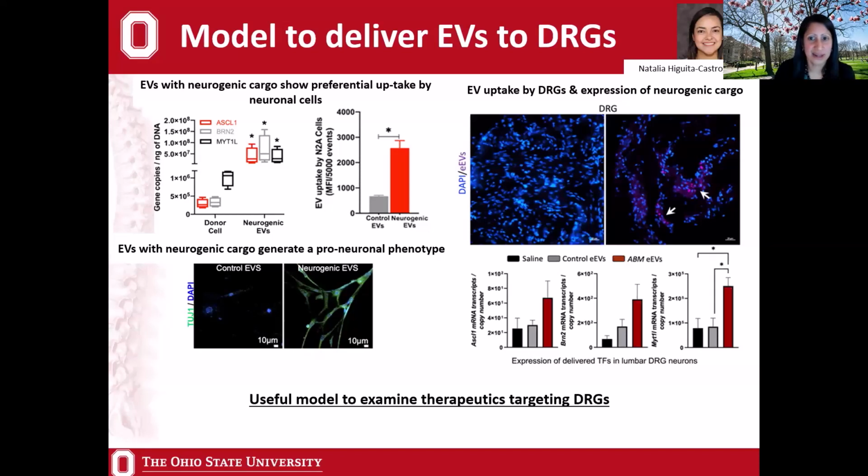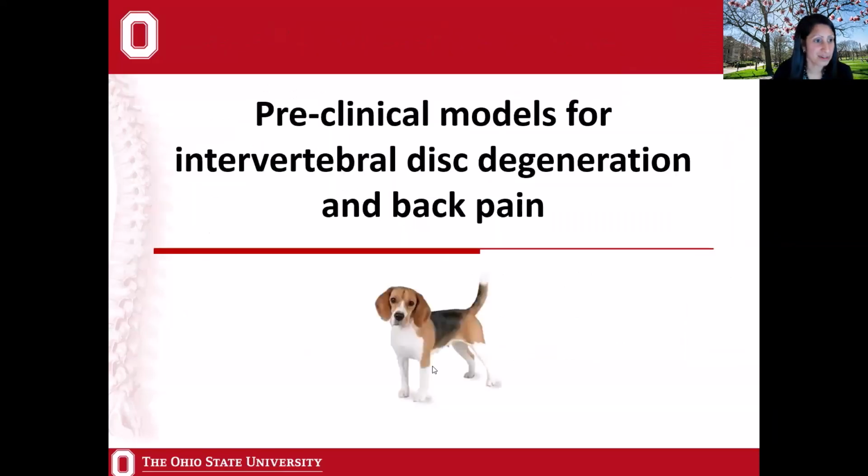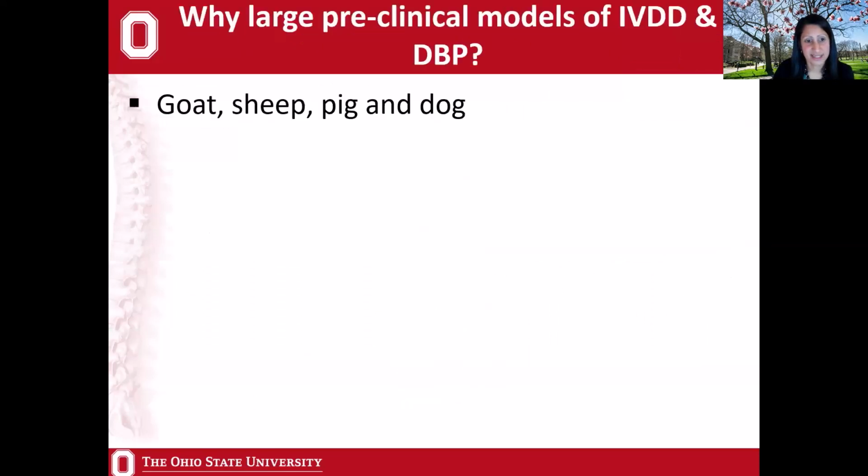Okay, so now I'm going to transition to talk a bit about another model we're really interested in, which is the preclinical models, the dog models. As we know, large animal models have a lot of relevance, especially in terms of translation.